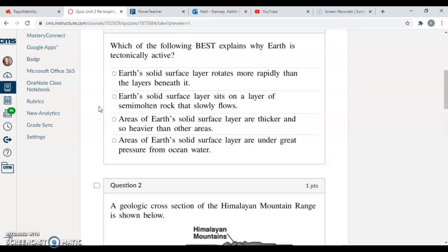All right, so we should have chosen B. Earth's solid surface layer sits on a layer of semi-molten rock that slowly flows. So that solid surface layer is the crust of the Earth, okay? And it sits on top of the molten portion of the mantle. So the upper solid portion of the mantle and the crust sits on top of that molten portion. That just means the melted portion. And as those convection currents in the mantle are flowing, it's pushing our plates around and it's causing that tectonic movement, okay?